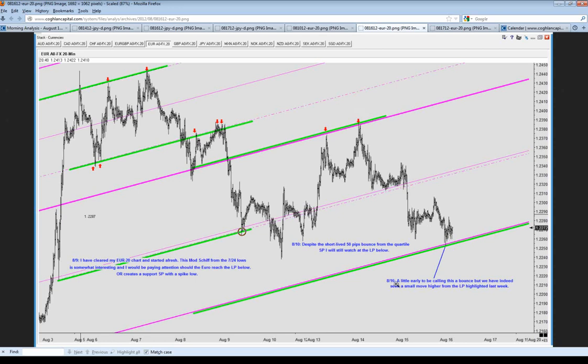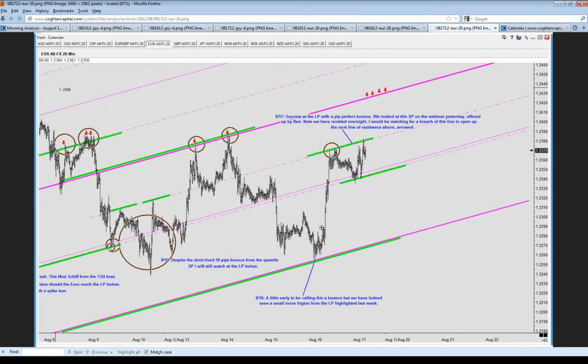As I said yesterday morning, yesterday being the 16th of August, it was a little bit early to be calling this a bounce, but we had definitely seen a little bit of movement up from that line. Roll forward to this morning, and obviously the bounce worked beautifully. We bounced from around 122.50 or 60 and topped out about 123.70, about 120 pips.